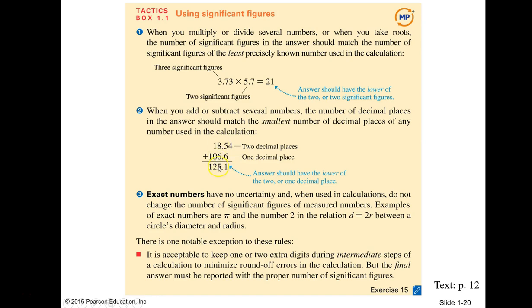Okay, when you add and subtract, it's just how many you go to the least number of places to the right of the decimal. The left, you can be as big as you need. So this also goes for subtraction as well. The multiplication rule goes for multiplication and division.